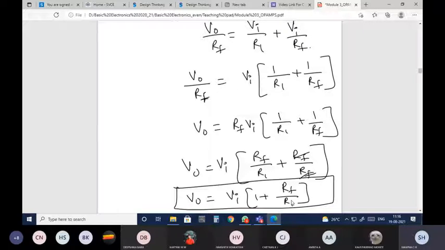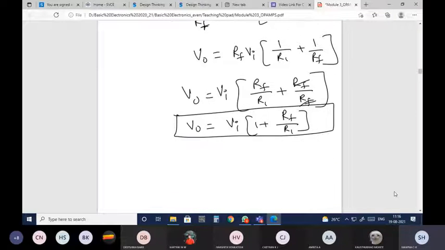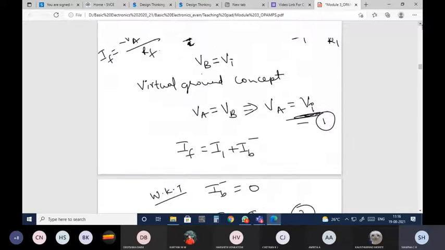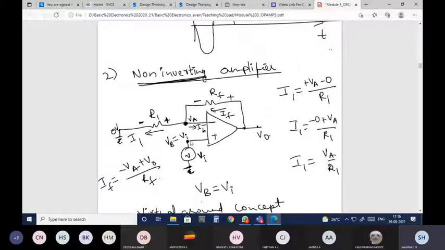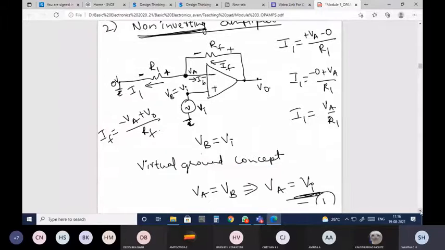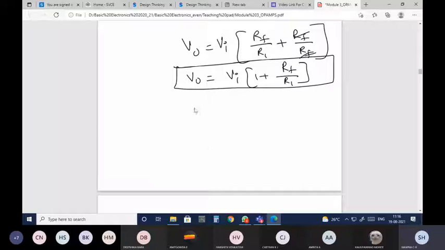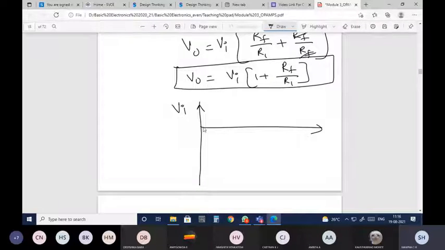So by properly choosing RF and R1 values, you will get the output voltage which will be amplified. And here if you observe, you don't have any negative sign, because whatever input you are giving is given to the non-inverting terminal, and the inverting terminal is grounded. That's the reason you have not got any negative sign. So it will be in phase. If you want me to draw the output waveform, this is VI.